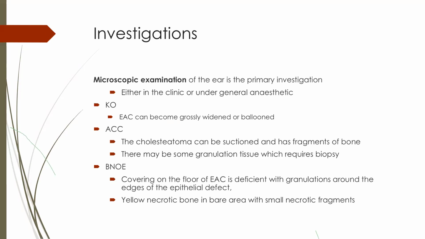In benign necrotizing otitis externa, the covering of the floor of the external auditory canal is dehiscent, with granulation tissue around the edges of the epithelial defect. Yellow necrotic bone in the bare area is also found, with small necrotic fragments.